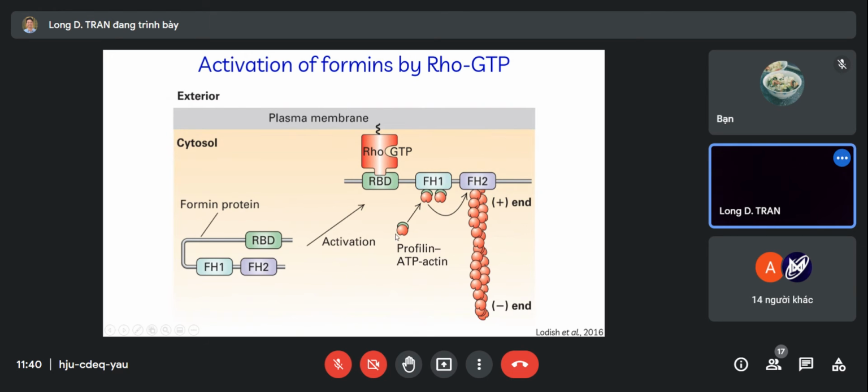And it receives the actin profilin by the FH1 domain and brings the actin to the FH2 domain to generate a new actin. And because Rho GTP is attached to the cell membrane, the formin is always activated close to the cell membrane. And when the formin is activated, the new actin will be generated close to the cell membrane, with the plus end toward the cell membrane and the minus end toward the cell center.